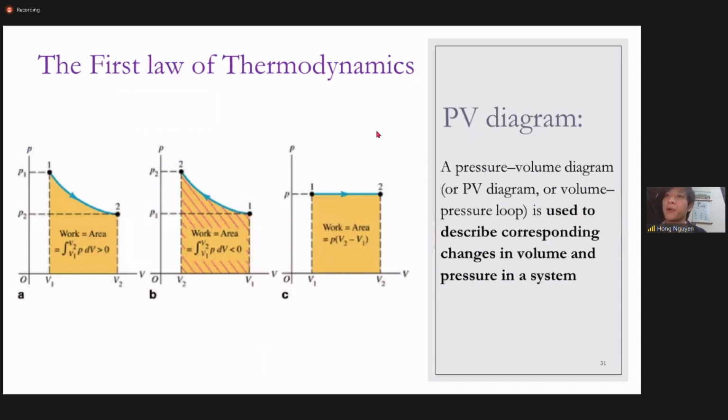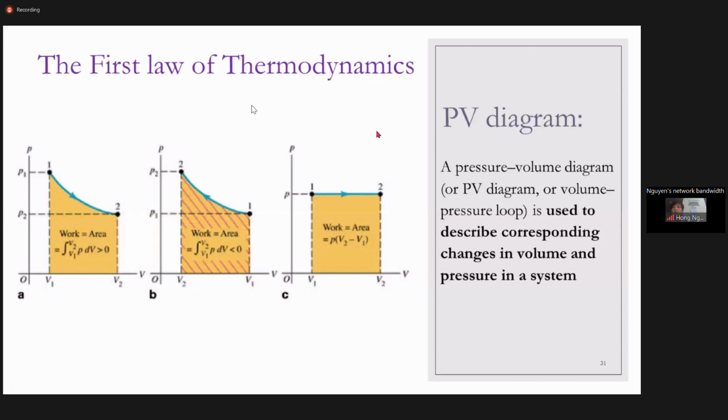Here, to express the work done by the gas, we can use a pressure volume diagram, or in short, a PV diagram. It also has another name, volume pressure loop. So the pressure volume diagram is used to describe the corresponding changes in volume and pressure in the system. Each dot in this diagram will represent a state of the gas.